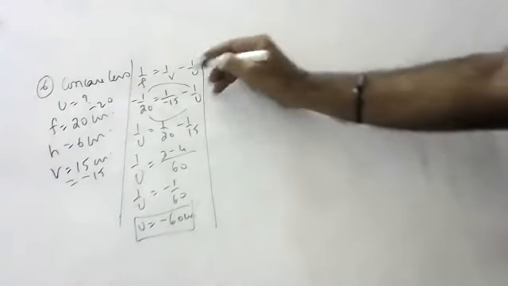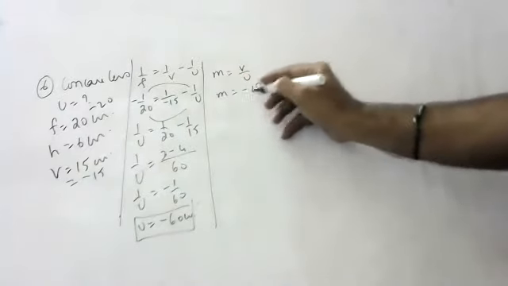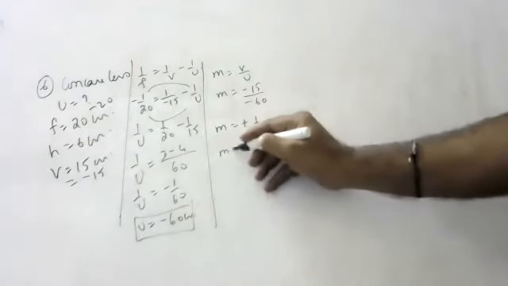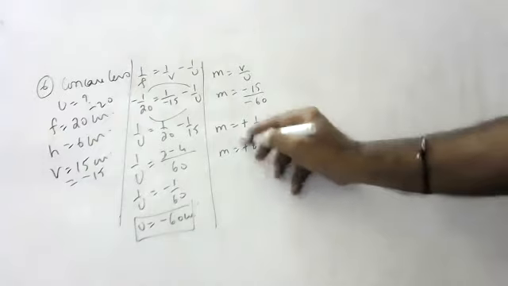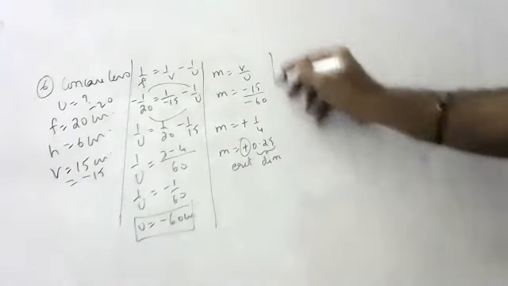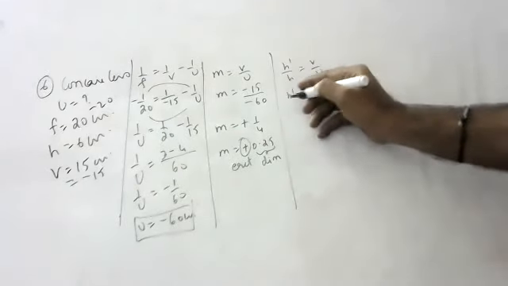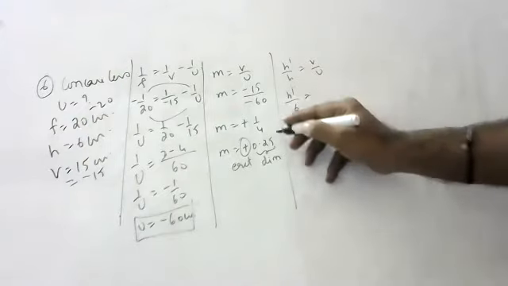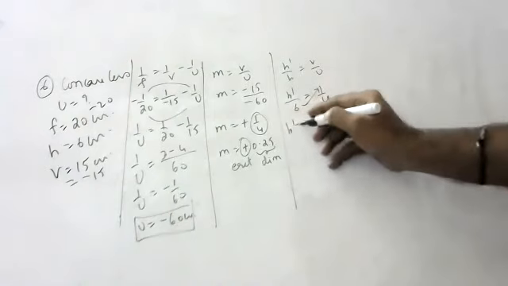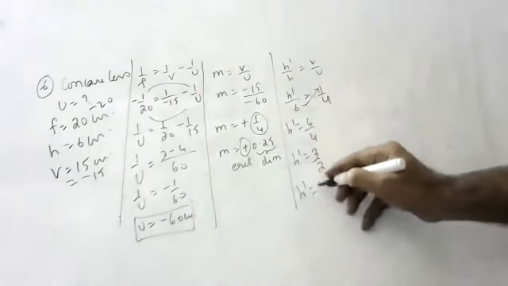Okay, so next. Magnification is equal to v by u. Magnification is equal to minus 15 by minus 60. Magnification is plus 1 by 4, plus 0.25. Plus means erect. 0.25 means diminished. So h dash by h is equal to v by u. h dash by 6 is equal to this. How much did you get? 1 by 4. h dash is equal to 6 by 4, which is 3 by 2, which is 1.5.